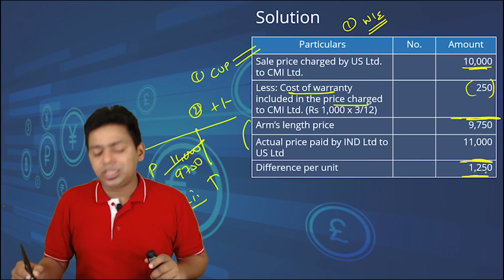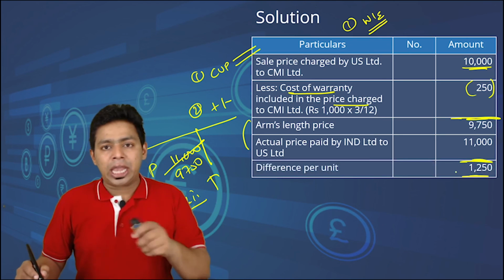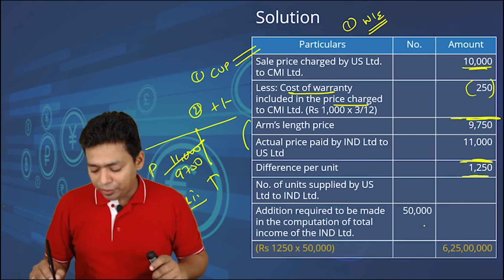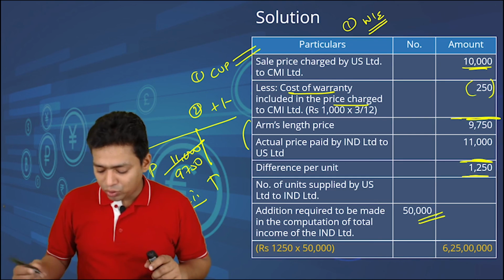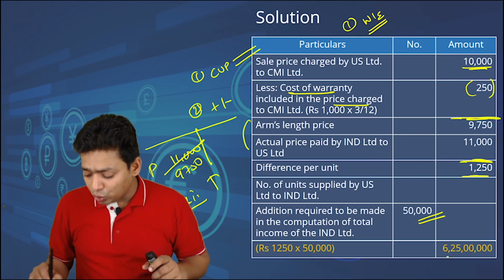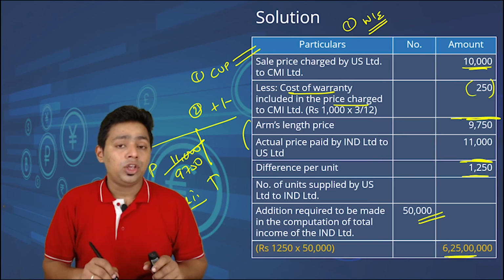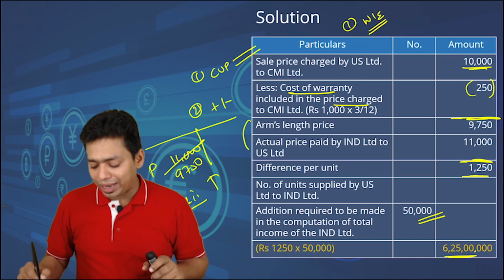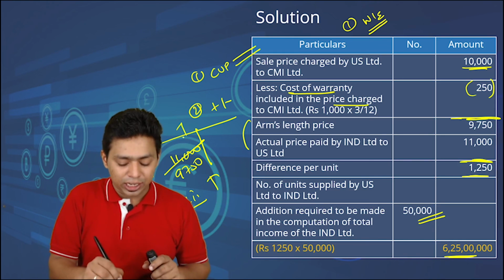The per unit difference is 1250, and if you remember, they have provided the effect for 50,000 quantity. So you have to apply it on 50,000 quantity. If you apply 50,000 quantity, the total addition that is going to happen is 6 crore 25 lakh in the hands of the Indian company.